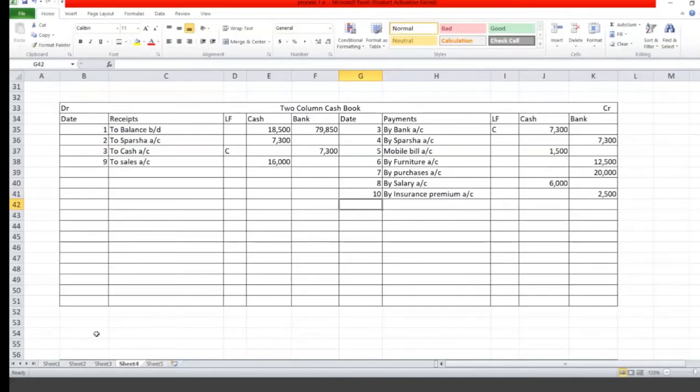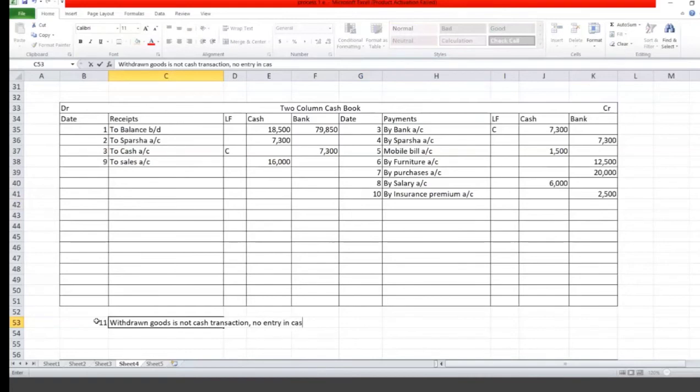What was the date? It is on 11th. Goods withdrawn is not a cash transaction, so no entry in cash book. Compulsorily you have to mention the note or else they will cut 1 mark. Remember that since it is an asset, goods they have utilized, we will not be showing that in the cash book.